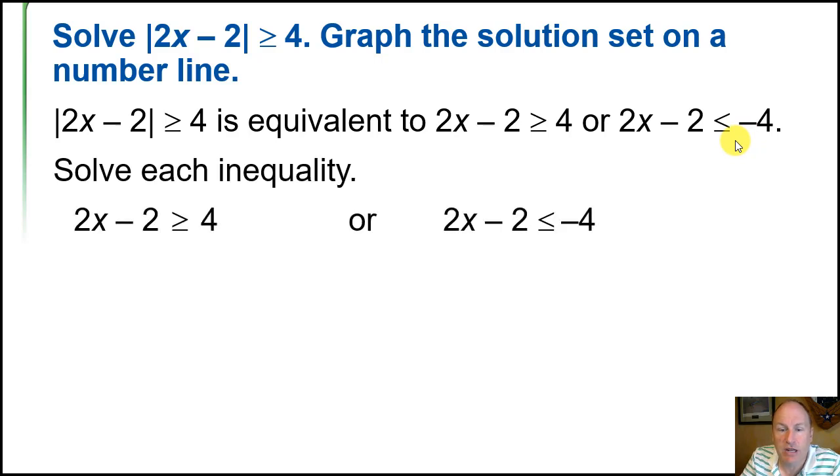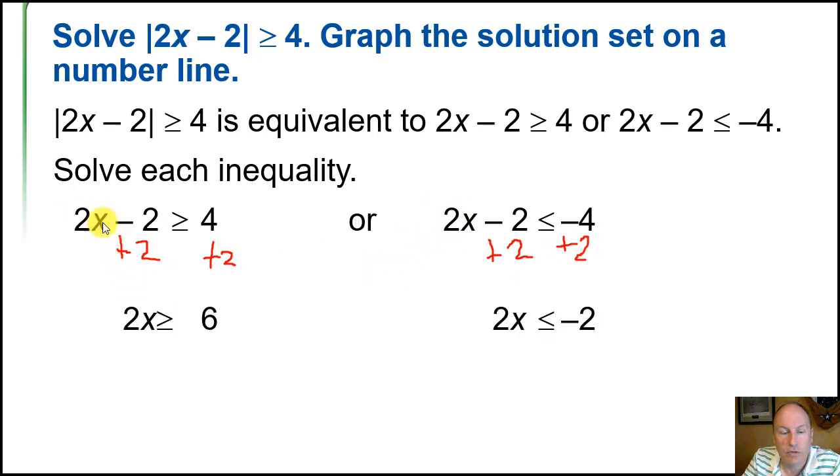So we're going to solve each of those inequalities step by step. First thing we're going to do, we're going to go ahead and use the addition property of equality and add 2 in both separate inequalities to all sides. That's going to get us closer to isolating the x. Getting rid of the 2 on the left-hand side here gives us just 2x greater than or equal to 6. 4 plus 2 is 6. And then over here we get 2x also being less than or equal to, negative 4 plus 2 is negative 2. So here's the two parts of our compound inequality.